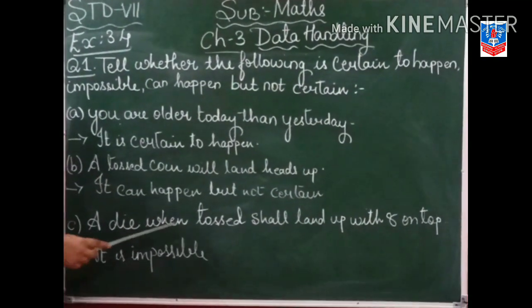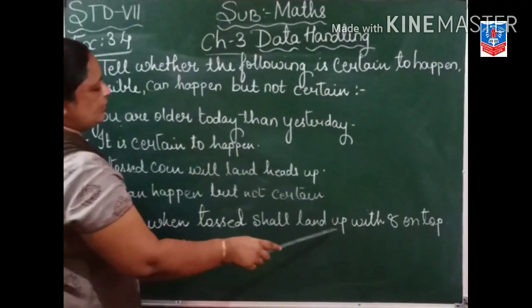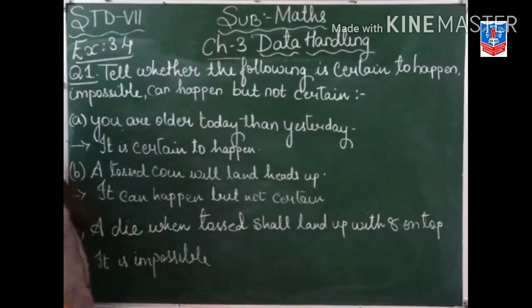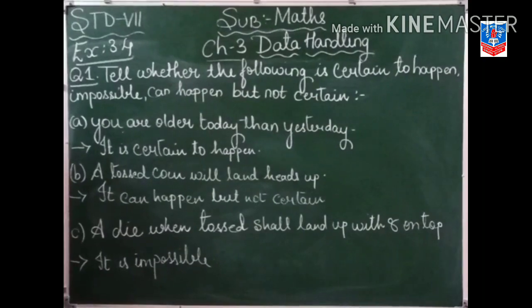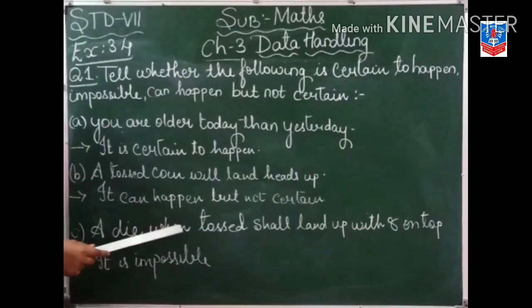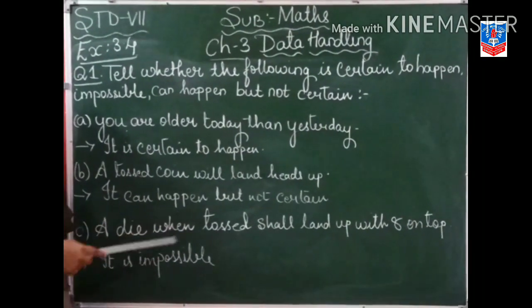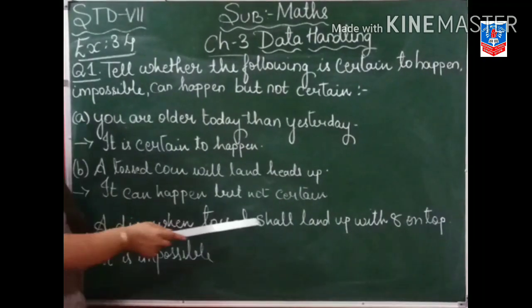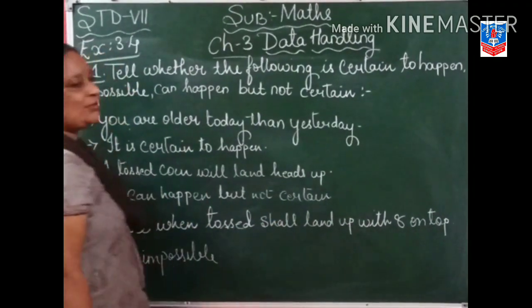A die when tossed shall land up with 8 on top. It is impossible. Why? Because a die has only 6 numbers. So it is impossible that it will land up with 8 on top.